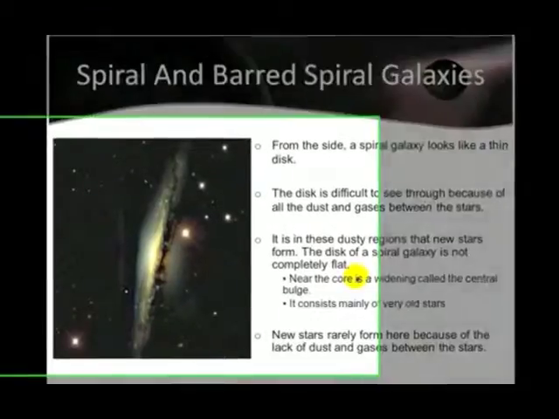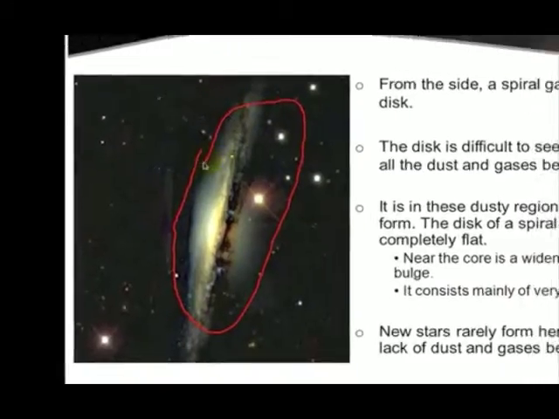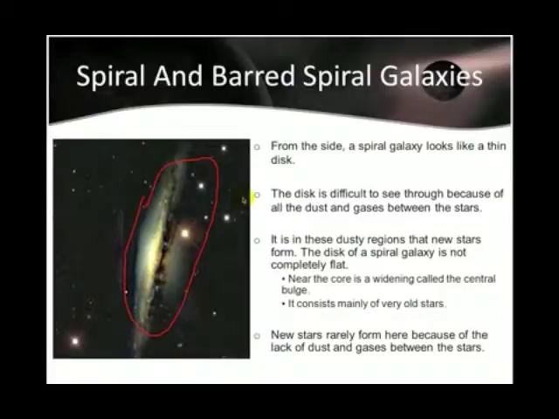From the side, a spiral galaxy looks like a thin disk, as you can see from this shape. The disk is difficult to see through because of all the dust and gases between the stars. It is in these dusty regions that new stars form. The disk of a spiral galaxy is not completely flat. Near the core is a widening called the central bulge. It consists mainly of very old stars. New stars rarely form here because of the lack of dust and gases between the stars.